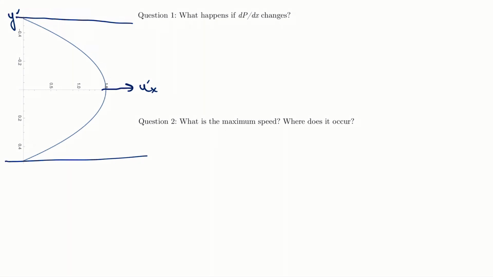Now the question is, what happens if our pressure gradient changes, right? This is something that we'd like to know. So let's go back. What happens if we change our pressure gradient? Well, our solution is still exactly the same, so our expression is still the same. It's only the scaling factor that will change. So let's take a look at this. This was how we scaled this term.